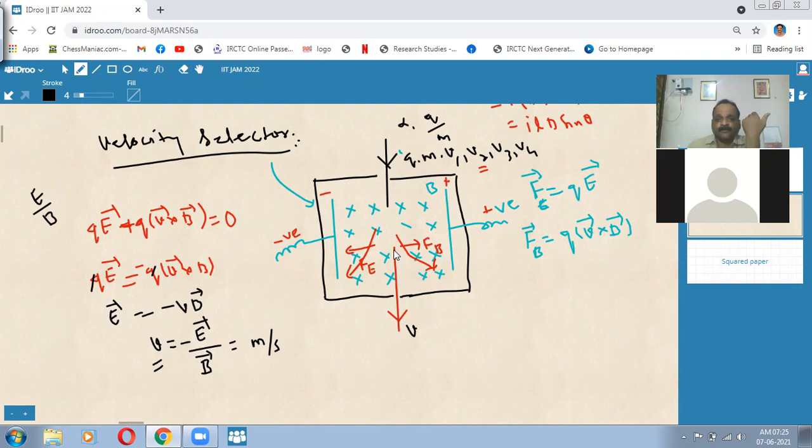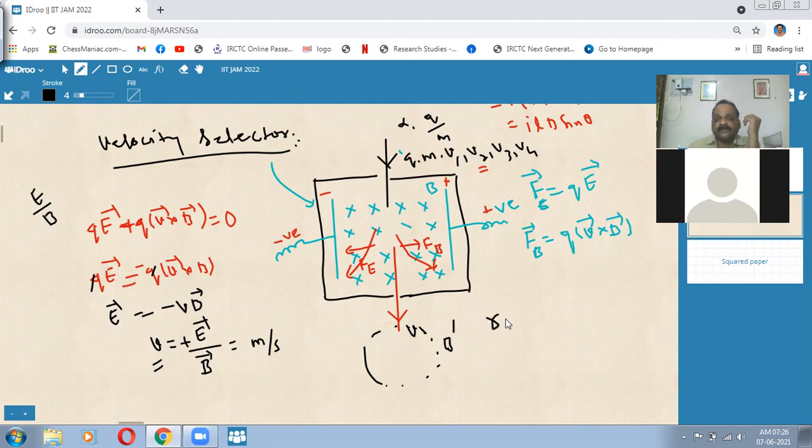So I'll see to it that only particles with a specific velocity, which depends on E and B, pass through. Of course, the minus sign indicates direction only. Forget about that; the magnitude is equal to E by B. Only those particles with velocity v equal to E by B exactly will be able to pass out of this region and come out. This is known as Aston's mass spectrograph in nuclear physics.